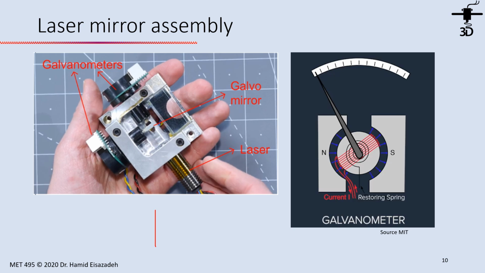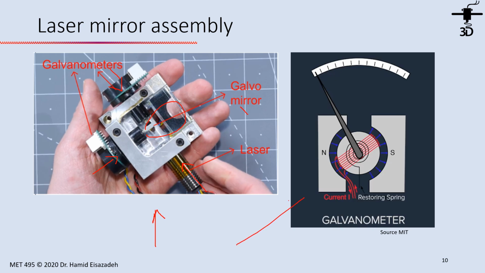Here we have a laser mirror assembly from a desktop SLA printer. As you see, we have two orthogonally placed mirrors. The mirrors are here, and we have a laser source coming from this way, and there are two galvanometers, as you see, this one and this one. These are two electromagnetic actuators.